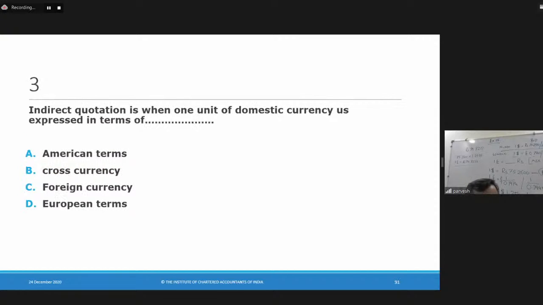Now we go to the third question. Indirect quotation is when one unit of domestic currency is expressed in terms of. Now think about, 1 rupee is equal to how many dollars, which is an indirect quote, expressed in terms of: American terms, cross currency, foreign currency, European terms. C is the right answer. Pujita has also got it right. Here I'll just show you the answer. It is foreign currency. I think most of you have done it right. These are the easy ones.